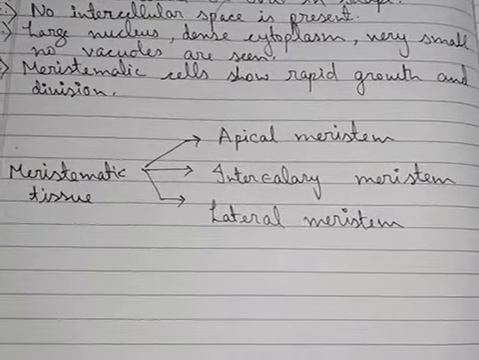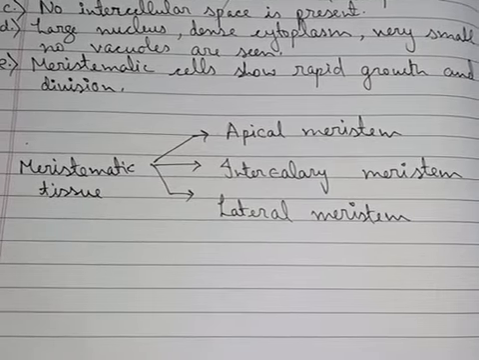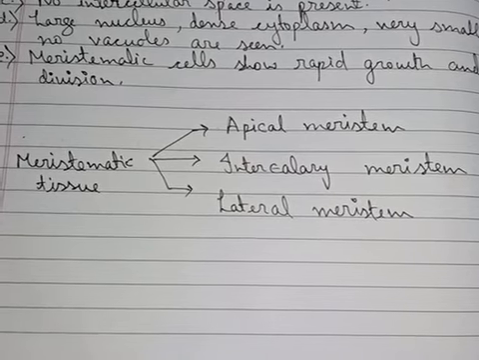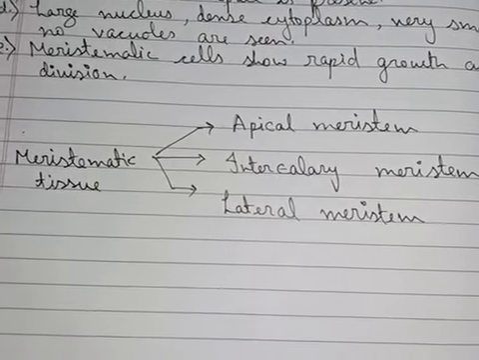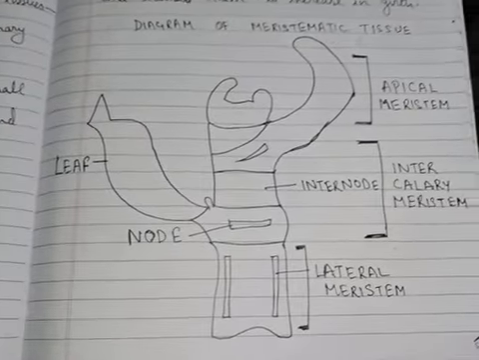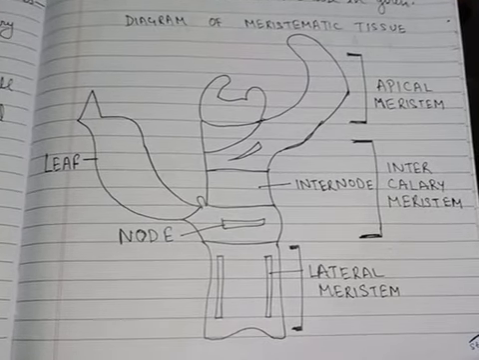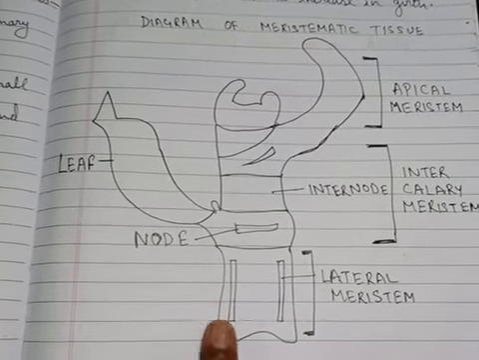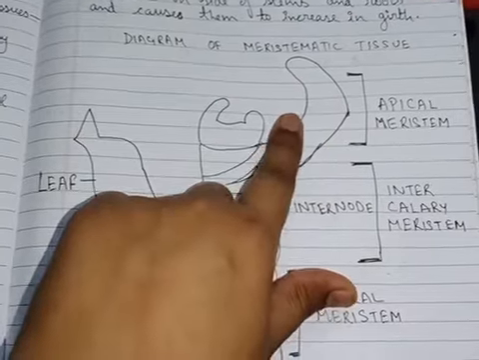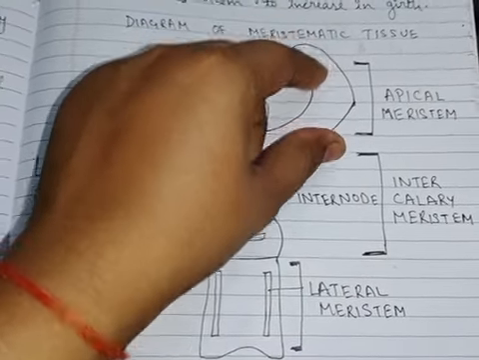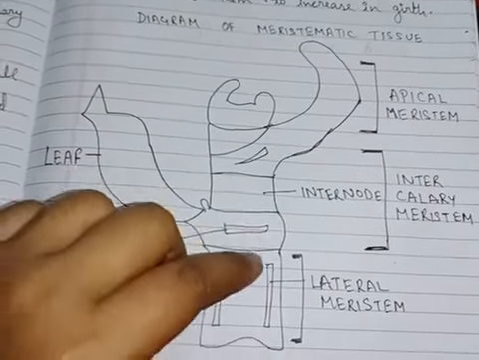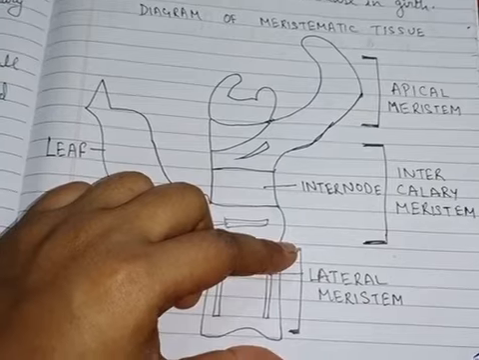Now, meristematic tissue is divided into three parts: apical meristem, intercalary meristem and lateral meristem. This is the diagram of meristematic tissue. In this diagram, the upper part is the apical meristem, the middle part is the intercalary meristem, and the lower part is the lateral meristem.